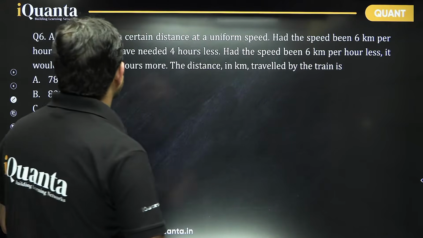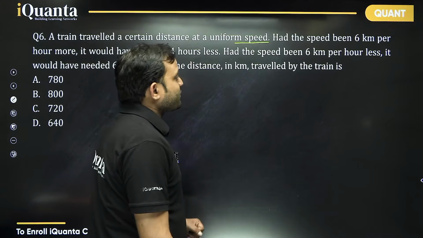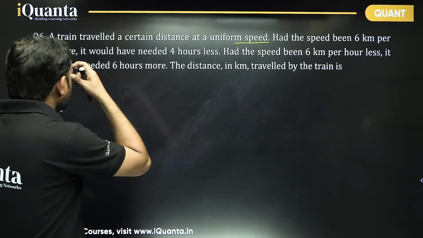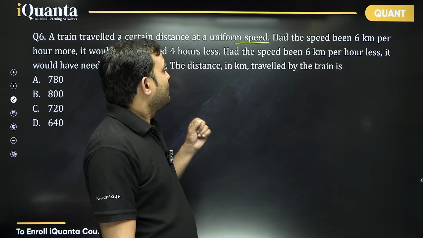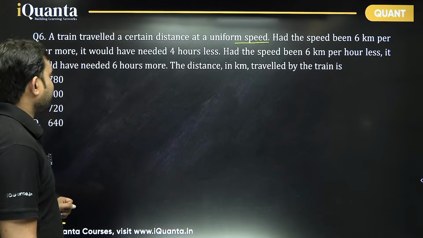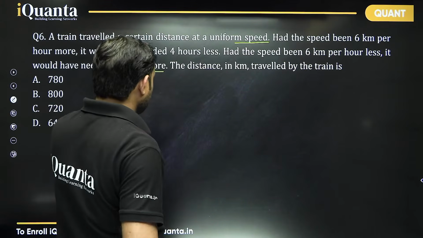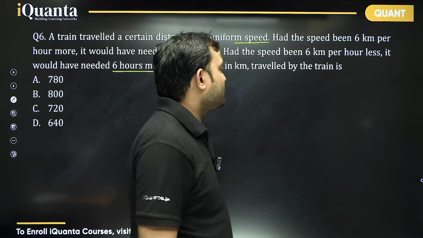A train traveled a certain distance at a uniform speed. Had the speed been 6 km per hour more, it would have needed 4 hours less. Had the speed been 6 km per hour less, it would have needed 6 hours more. The distance in kilometer traveled by the train is. So what do we have?